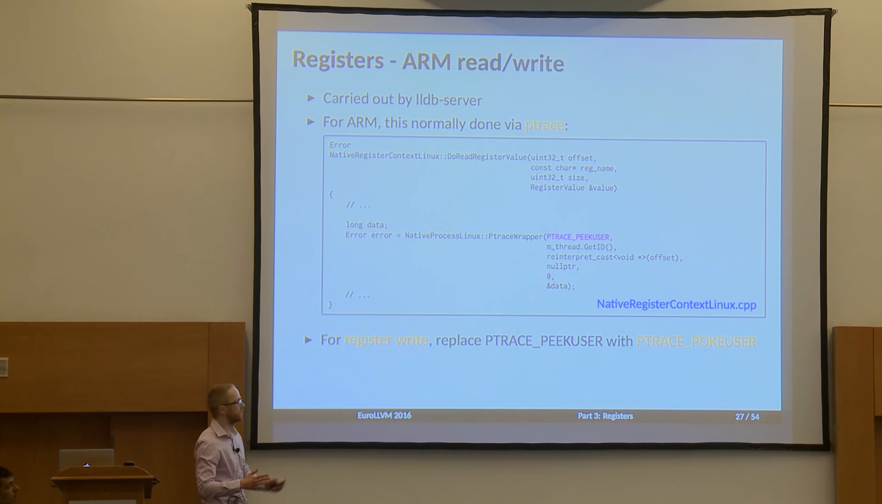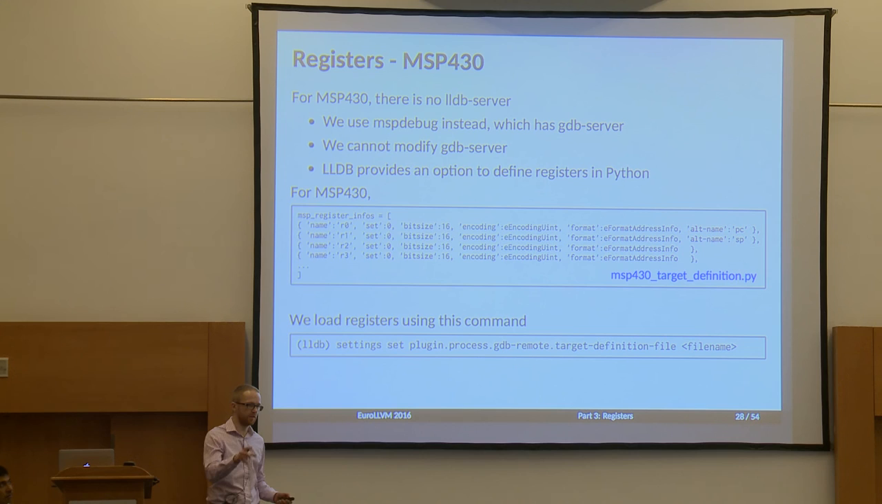Anyway, this was for LLDB server when doing stuff, for instance, for ARM on Linux. For MSP430, because we're not using LLDB server, we're actually using MSP debug that does all the magic for us behind the scenes. Well, we still have to implement registers. I mentioned that originally you put them in LLDB server by propagating this big array. I don't use LLDB server here, so I have to do something else. Fortunately, LLDB facilitates this extra tool: you can specify your registers in a Python script and load them at the beginning of your session. It's pretty much exactly for this sort of scenario.